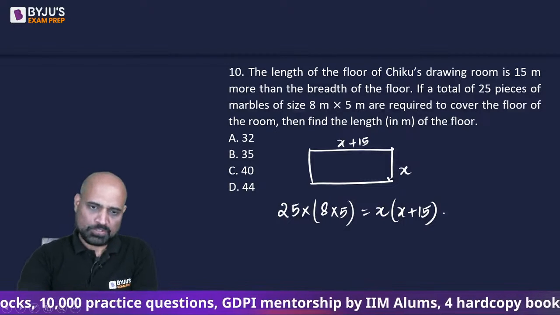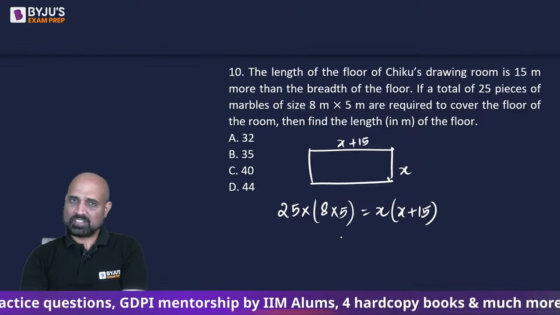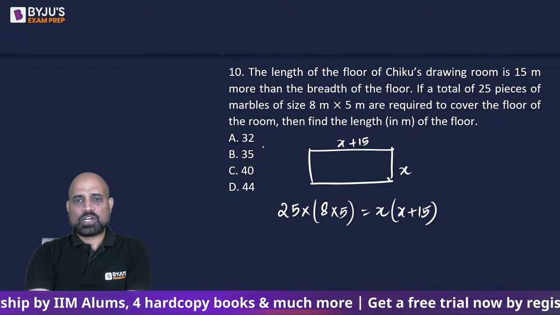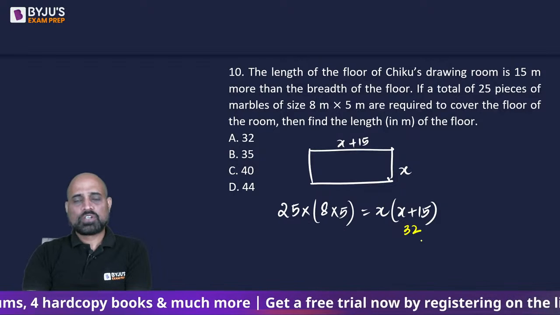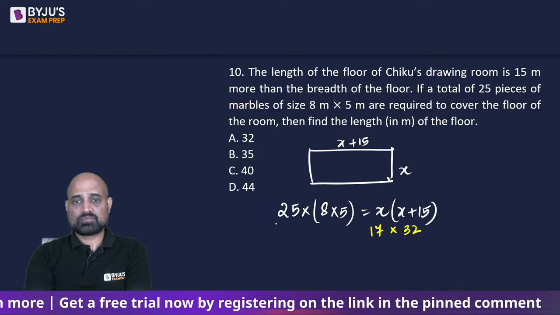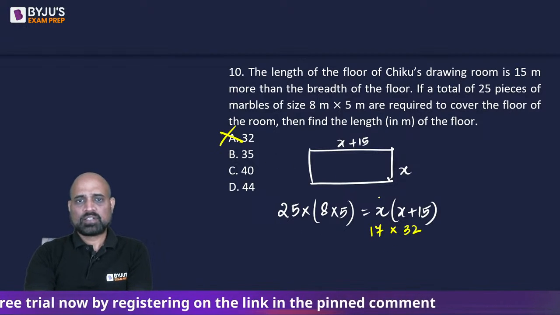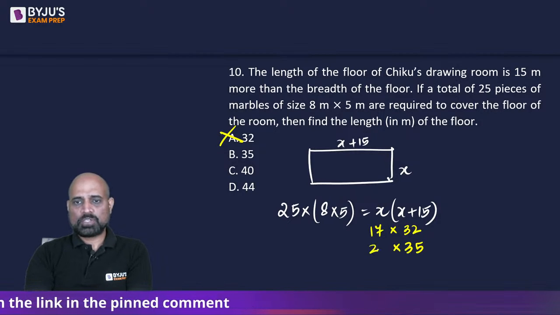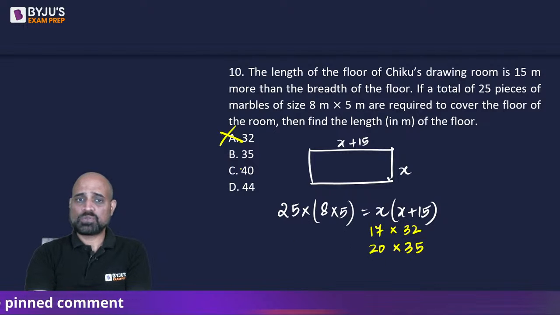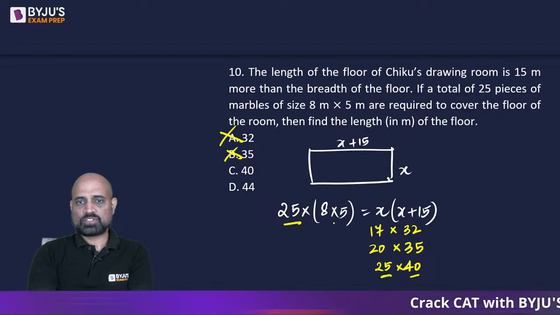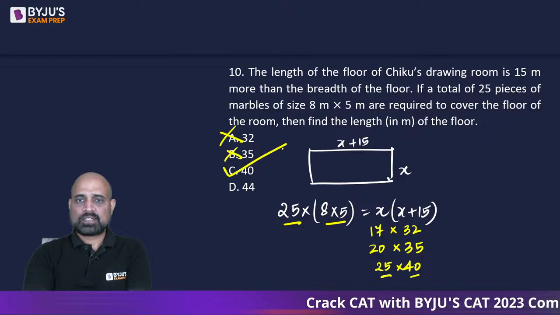We will use options. We will not open this up, get a quadratic and इतना गंदा solve करने वाले. Length के बारे में पूछा जा रहा है. So I'm saying if this is 32, so 32 minus 15 is going to be 17. 17 इधर है नहीं. Okay, next if I take this as 35, so x is going to be 20. Now 35 contains a 7, there is no 7 here. If I take this as 40, so this is going to be 25. This perfectly makes sense, 25 into 40. C हो जाएगा आंसर.